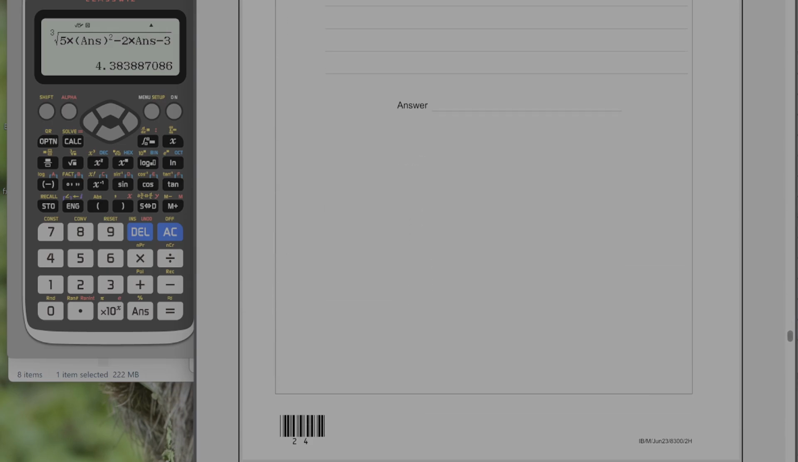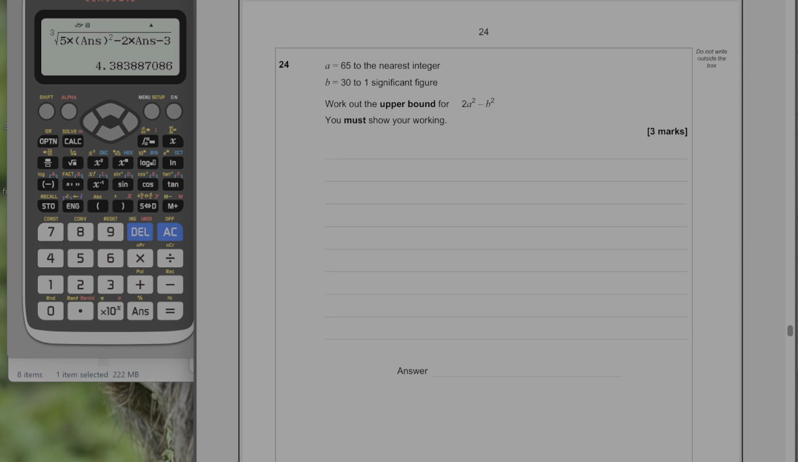Okay, question 24. So A is equal to 65 to the nearest integer, B is equal to 30 to one significant figure. Work out the upper bound for 2A squared minus B squared. You must show your working. So we want 2 times A max squared minus, if we want the maximum, we want to take away the minimum value. So B minimum squared.